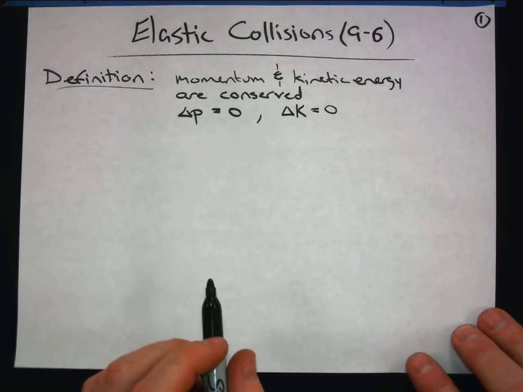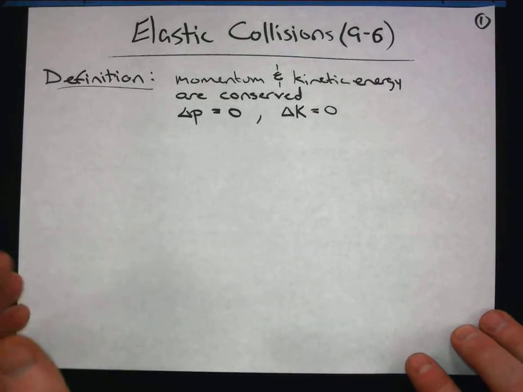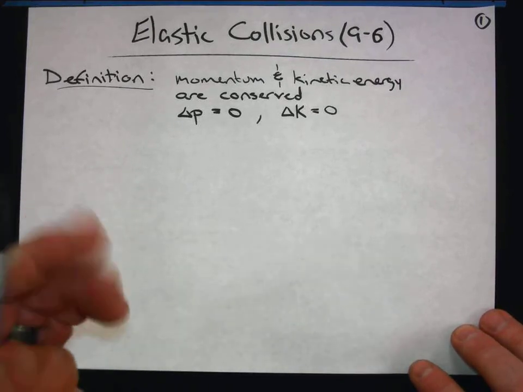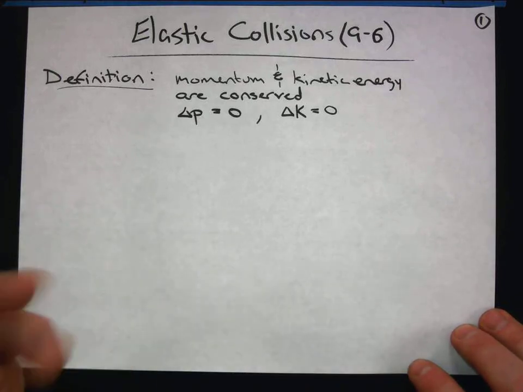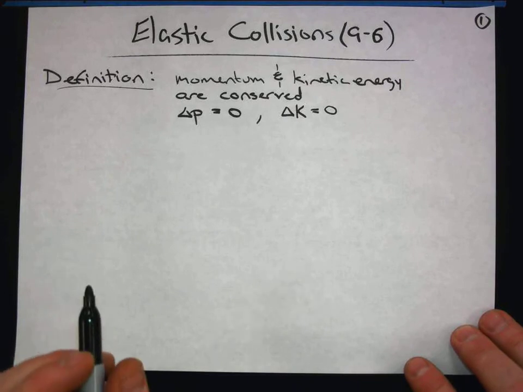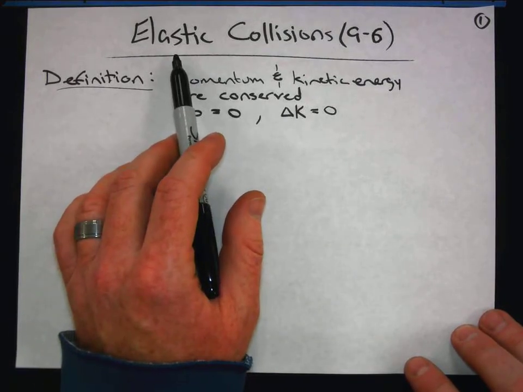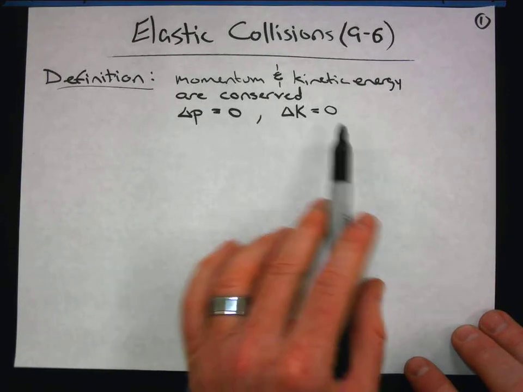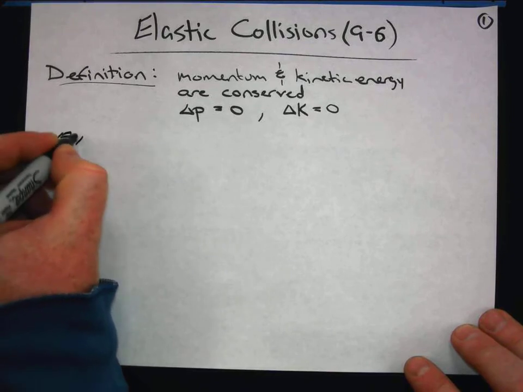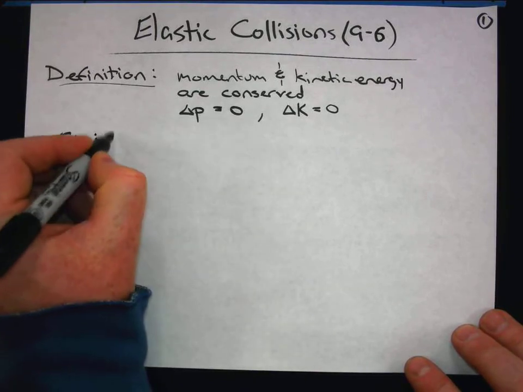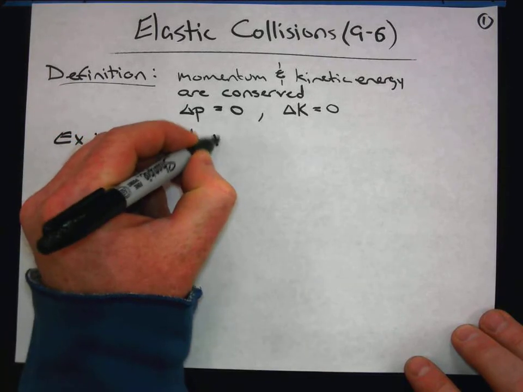There's a range, there's a spectrum, and there's sort of mostly elastic, mostly inelastic, but you can think of one or two examples where the collision is so elastic that you do just about see all of the kinetic energy conserved. And one classic example is billiard balls colliding with each other.